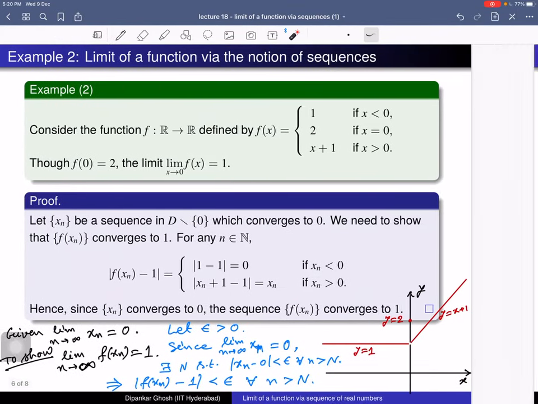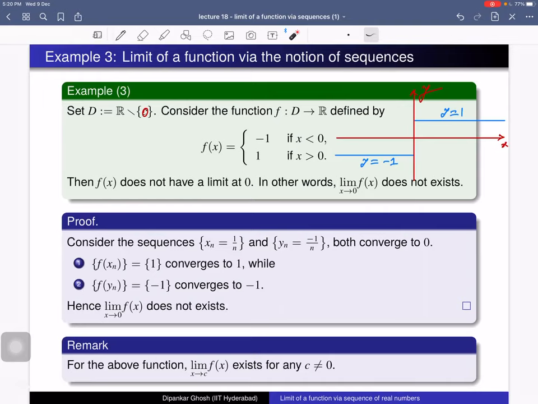Here we have to disprove it: we have to find two sequences xn and yn, both converging to 0, but whose function values have different limits. Then we are done. Then we can conclude that f of x does not have a limit at x equal to 0, because if f of x has a limit at x equal to 0, then whatever sequence we consider, if that sequence converges to 0, the function value should converge to a single value. But here we are getting two sequences both converging to 0, but f of xn converges to 1 and f of yn converges to minus 1. So from here we can conclude that this limit does not exist.